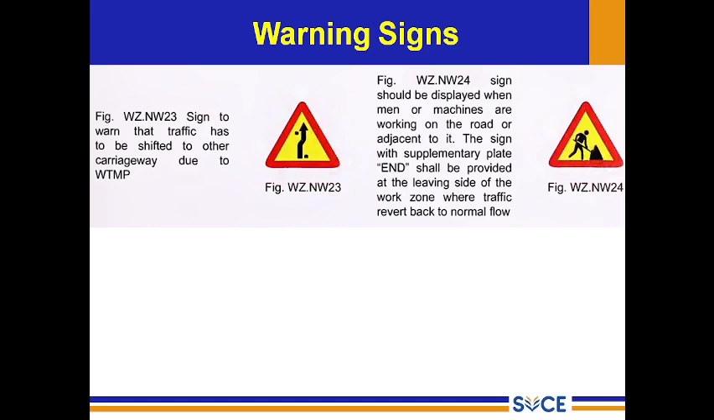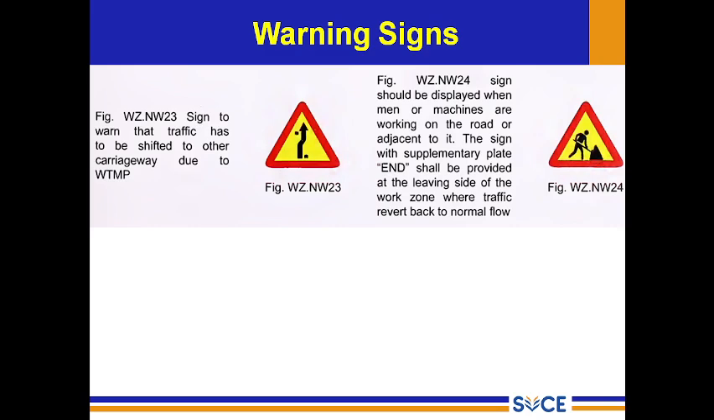Next, the sign to warn that traffic has to be shifted to the other carriageway. This usually happens when there is a 4-lane divided road. One part of the road, one direction of the road, is completely closed. All the traffic deviates across the median so that traffic operates in both directions on one side, for road maintenance work and this type of activity. So for that this type of signboard is used.